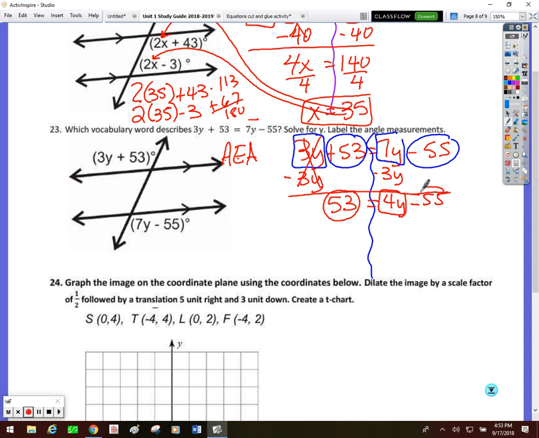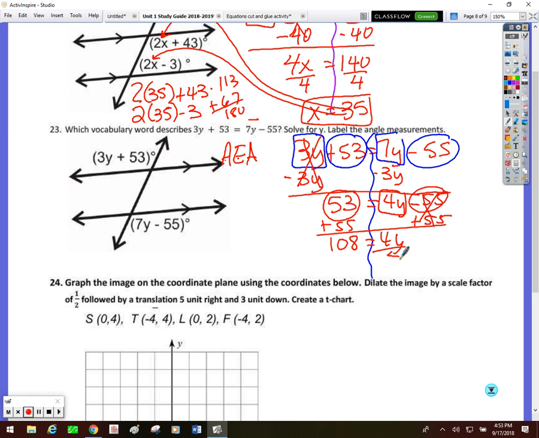All right, well, I still have my circle. Now I have my box and I have my circle. Well, now all of my boxes are on the right, so let's move this over here. The opposite of minus 55 is plus 55. That's going to go away, so I have 4y is equal to 108.